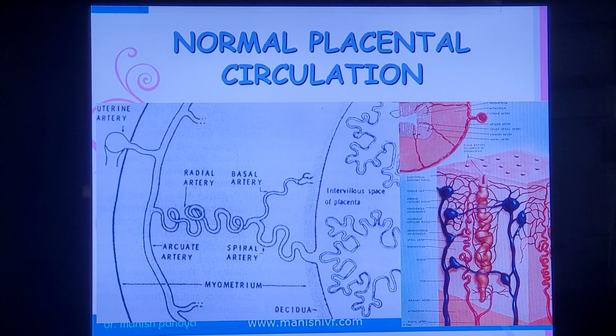Today we are going to discuss obstetric Doppler. To know regarding the obstetric Doppler, you must know the anatomy of the uterine artery. The uterine artery first converts into the arcuate artery, radial artery, and then the basal artery or spiral artery. From here to here it goes into the myometrium, and there is the intervillous space.